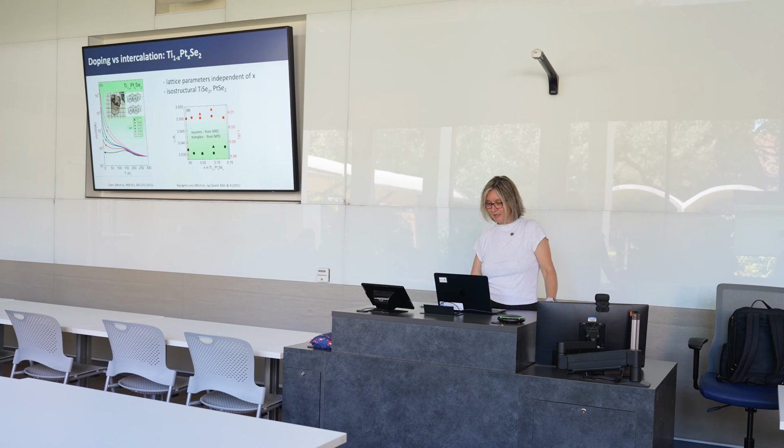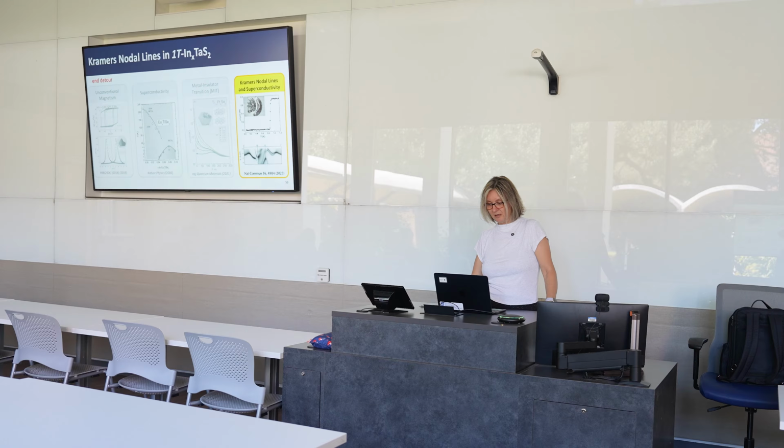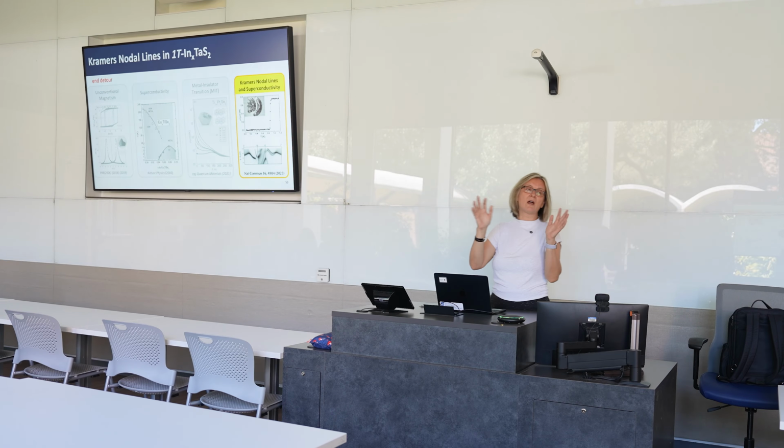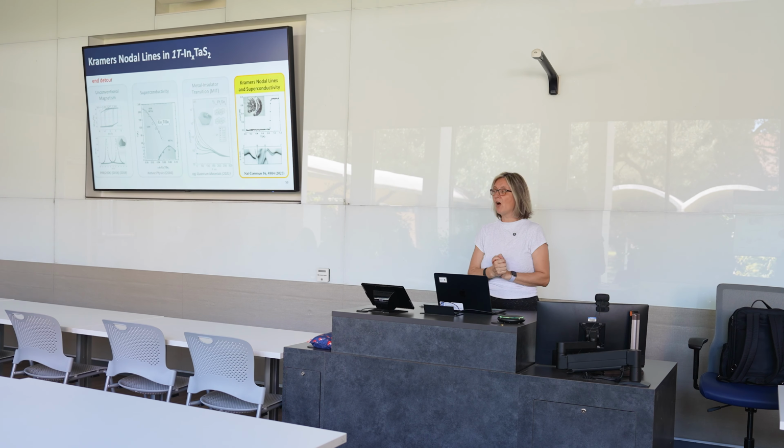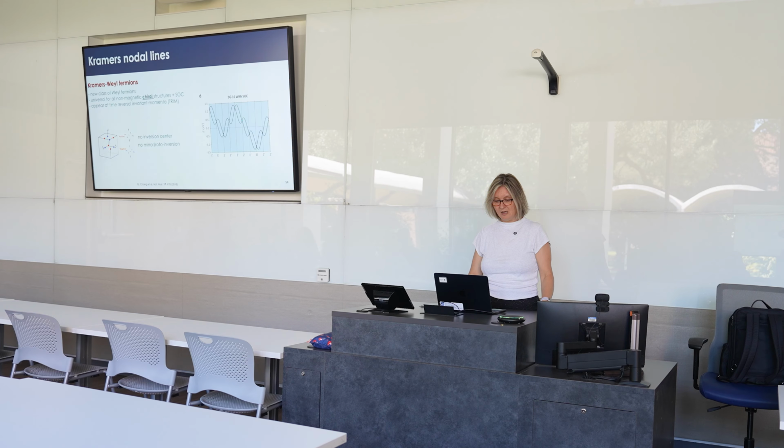The last bit that I want to leave you with is a story of topology that occurs in transition metal dichalcogenides. We may not talk in detail about what kind of topological properties these are, but I want you to appreciate that depending on what you intercalate in which transition metal dichalcogenide, you can have different properties. I don't know how much we should talk about Kramers nodal lines and Kramers Weyl fermions. This is some work that we've done together with Professor Ming Yi.